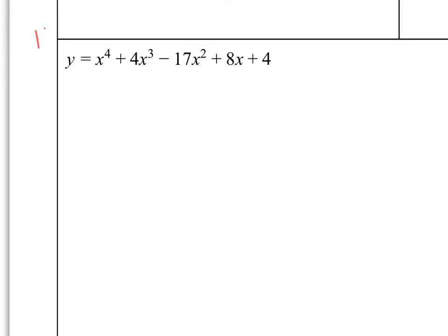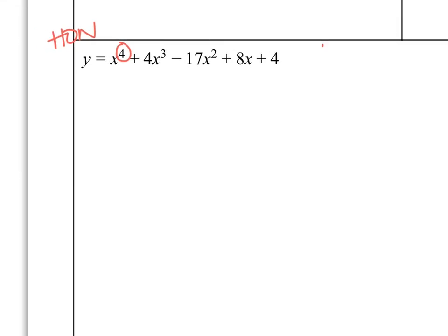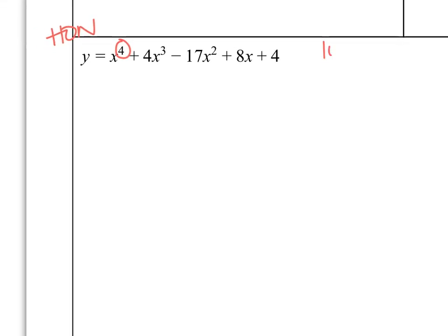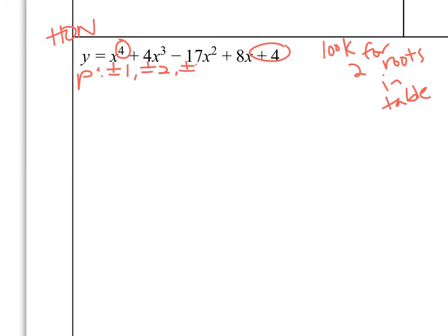All right, this one's for my honors people. Notice this time I'm starting with x to the 4th. So that means what I'm going to do on this one that's different is I'm going to look for 2 roots in my table. I'm going to look for 2 places where this is 0. So let's do our P's and Q's real quick. Factors of 4: 1, 2, and 4, all with plus or minus. Factors of my leading coefficient, just 1. P over Q ends up just being my list of P's.